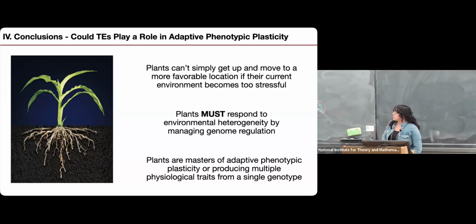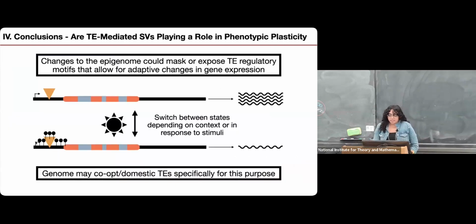So in other words, plants are really masters of this adaptive phenotypic plasticity. And TE-mediated promoter SVs actually provide a mechanism by which plant genomes can do this. TE-mediated SVs contain regulatory features that are usually hidden by epigenetic silencing. But we know that the epigenome shifts in response to environmental stimuli, and we know that it's different across various contexts. So under environmental stress, the internal regulatory motifs within TEs could be hidden or exposed, allowing for adaptive changes in gene expression.